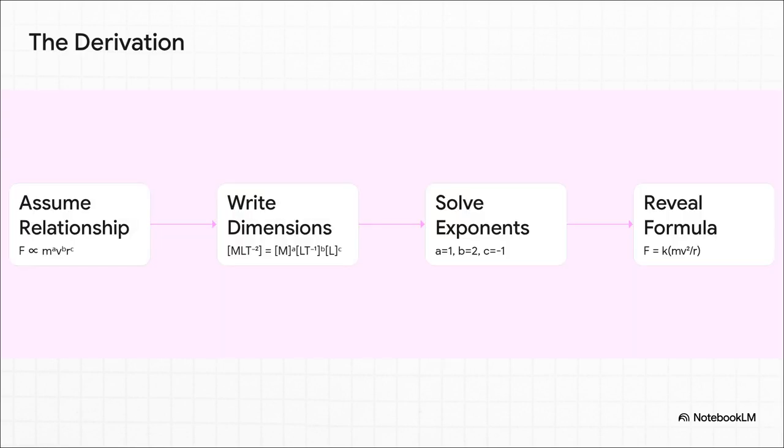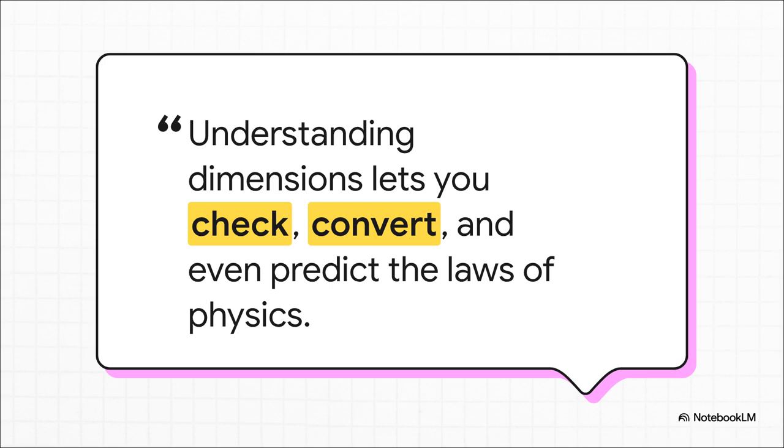First, we set up a relationship where force is proportional to mass, velocity, and radius, each raised to some mystery power, A, B, and C. Then we just replace each quantity with its dimensional formula. And now, look, it's just a puzzle. All we have to do is make sure the powers of mass, length, and time match on both sides of the equation. We solve for A, B, and C, and we find that A is 1, B is 2, and C is -1. And just like that, the formula just appears. Force is proportional to mass times velocity squared divided by the radius. That is just incredible.